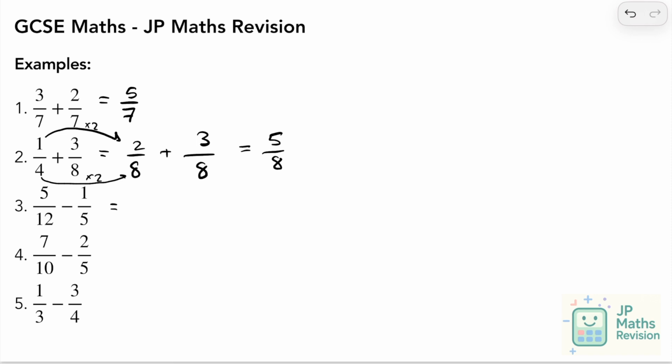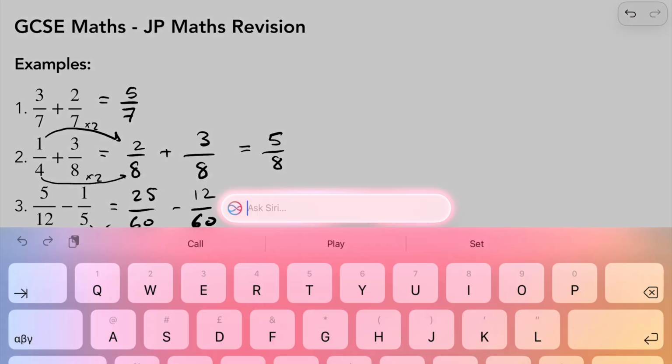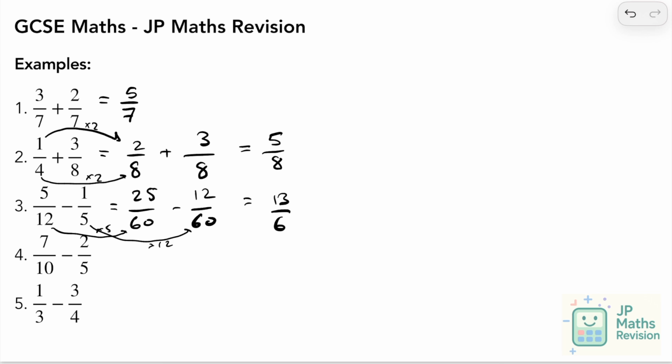This next one, we need to find the common denominator. A number that both 12 and 5 go into is going to be 60. So I'm going to put them both over 60. To get from 12 to 60, I times by 5. So I'm going to do 5 times 5, that's 25. And to get from 5 to 60, I times by 12. So 1 times 12 is 12. So 25 take away 12, that is 13 over 60. So that's the answer to that question.